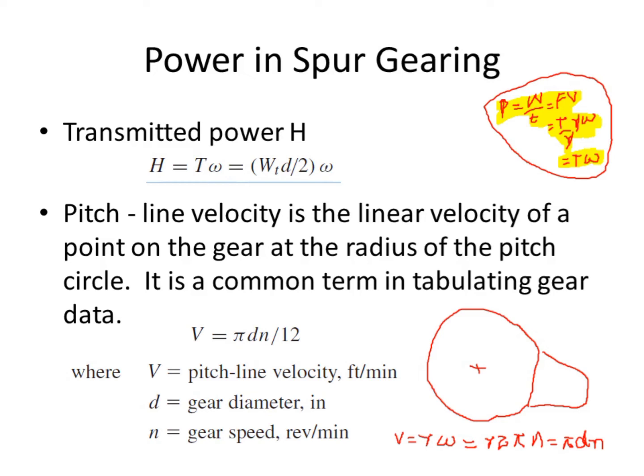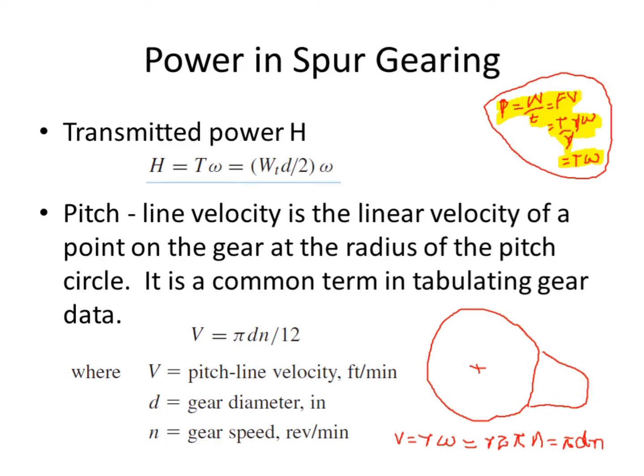Force is equal to torque divided by the radius, and V is equal to R omega. Putting these two values in, we get P is equal to T R omega divided by R. So R cancels out, and P is equal to T omega. Since the transmitted power is represented by H, H is equal to T omega, and T is equal to WT into D by 2. So H is equal to WT D by 2 into omega. This is the transmitted power.